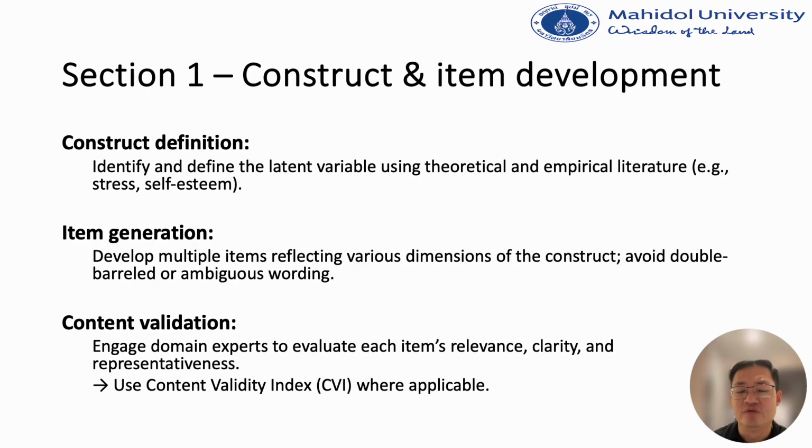The first section involves defining the construct. This means using literature to clarify what concept we want to measure, such as stress or self-esteem. Next, we generate items that reflect various aspects of that construct. Each item should be clear, specific, and not double-barreled. Then we conduct content validation to ask experts to review each item. We can quantify this using the CVI.